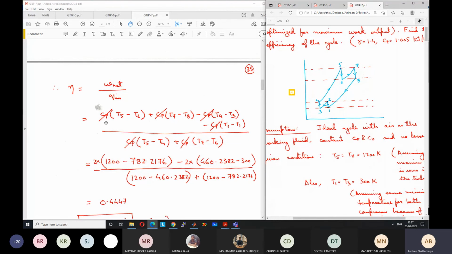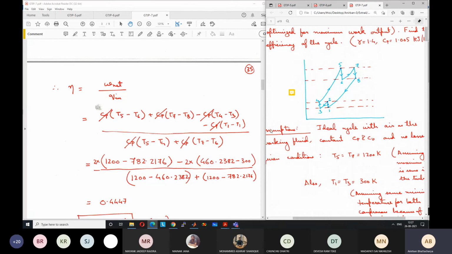So the net work output is Cp (T5 minus T6) plus Cp (T7 minus T8) minus Cp (T4 minus T3) minus Cp (T2 minus T1). That is, both the turbine work outputs minus both the compressor work inputs. And the heat addition is Cp (T5 minus T4) plus Cp (T7 minus T6). So now put in the values. T5 is 1200, T6 is 782.2176. Then T7 is again 1200, T8 is again 782.2176. So we get 2 into this pattern.